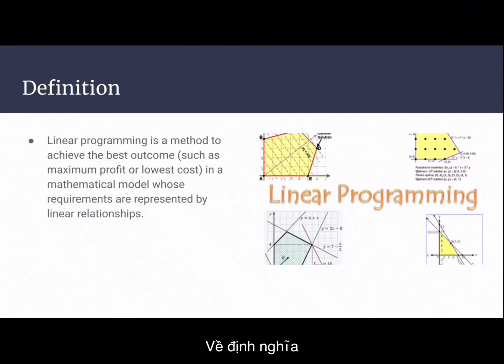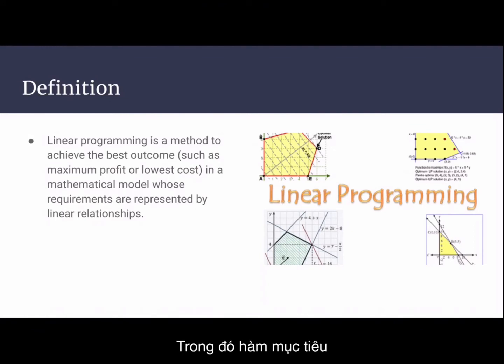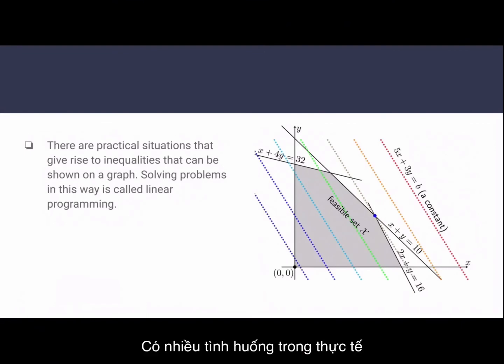So the definition of it: linear programming is a method to achieve the best outcome, such as maximum profit or lowest cost, in a mathematical model whose requirements are represented by linear relationships. So these are some examples of linear programming. There are practical situations that give rise to inequalities that can be shown on the graph. Solving problems in this way is called linear programming.